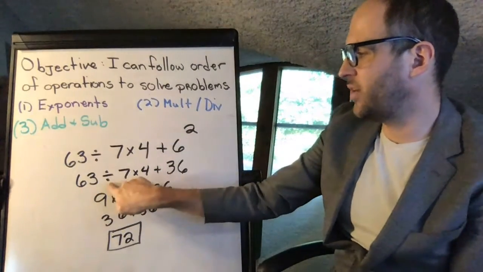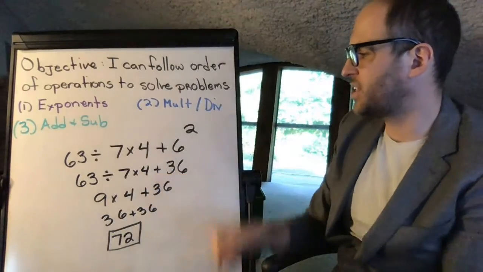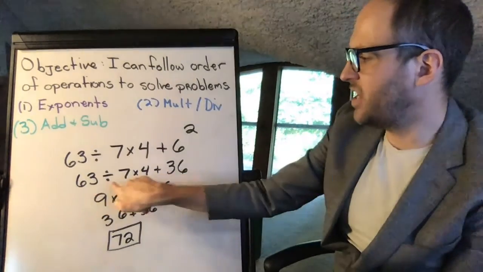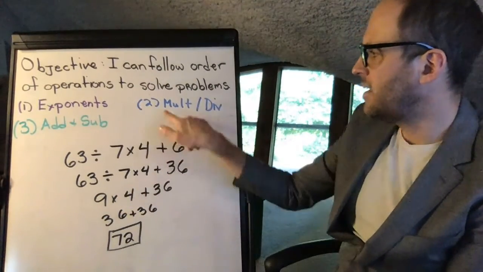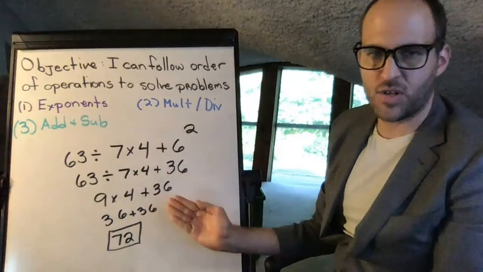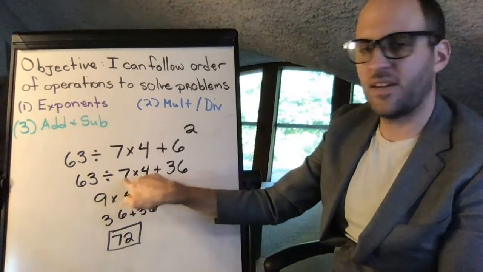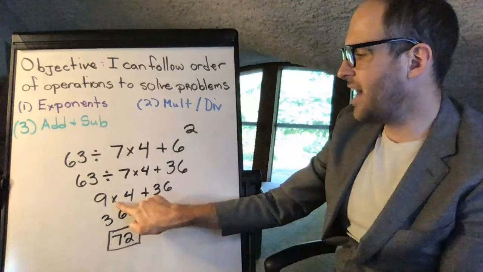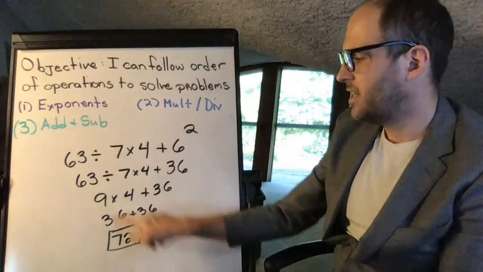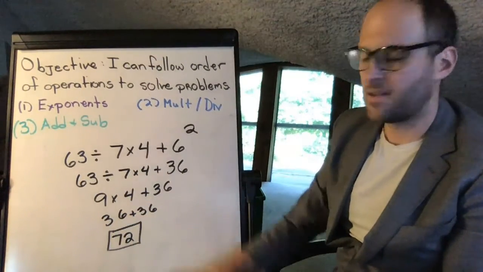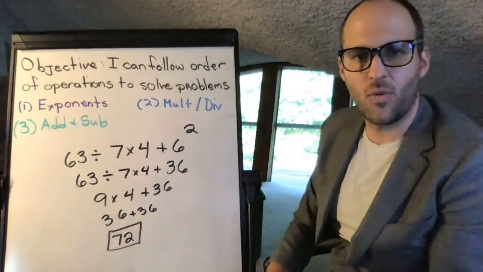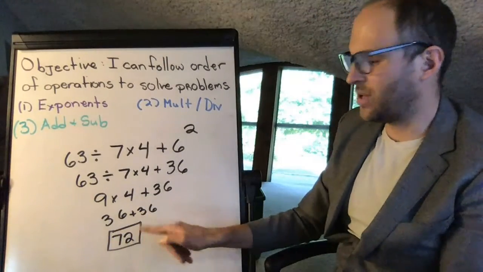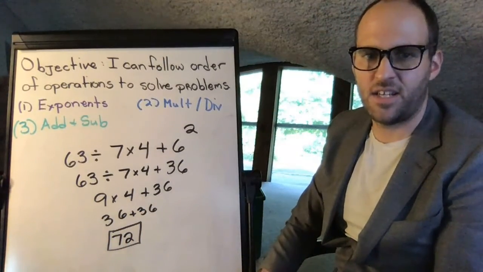We then have 63 divided by 7 times 4 plus 36. I see a division and a multiplication sign, which means I have to work from left to right, meaning 63 divided by 7 has to happen first. That gets me 9. Now I can multiply by 4. 9 times 4 is 36. I've brought the 36 all the way down with me. 36 plus 36 is 72.